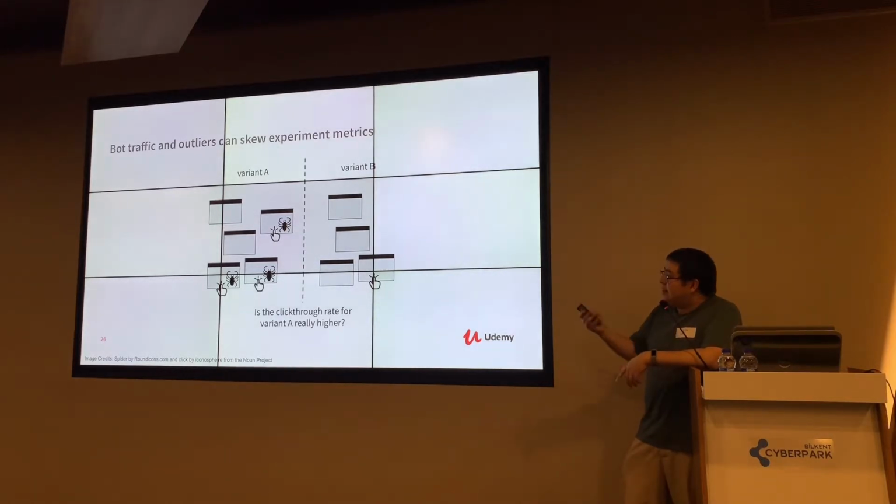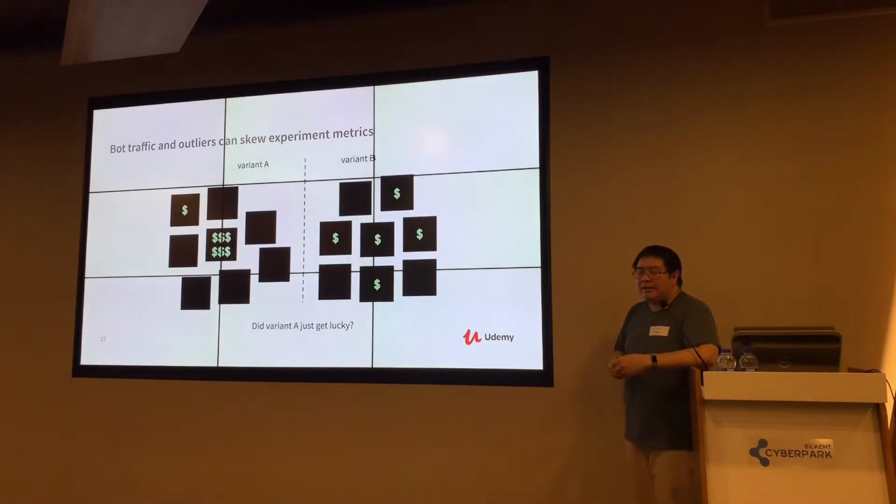So for instance, in the picture that I've shown here, we got kind of unlucky, and one of these bots happens to be in the A variant, very consistently, and has decided to click on a whole bunch of pages in the A variant. So we would look at these results and say, oh, well, the click-through rate for variant A is higher. But that actually doesn't really represent human behavior on the site. That's just the artifact of not cleaning out the bot traffic, right? A similar sort of thing can happen.